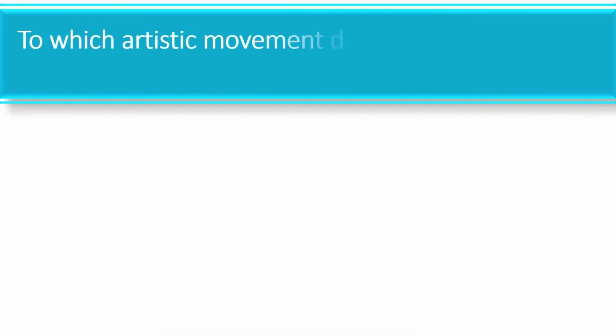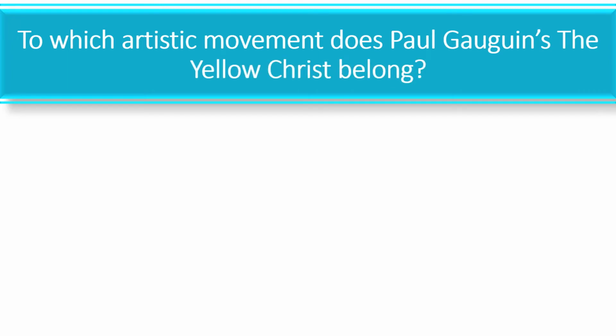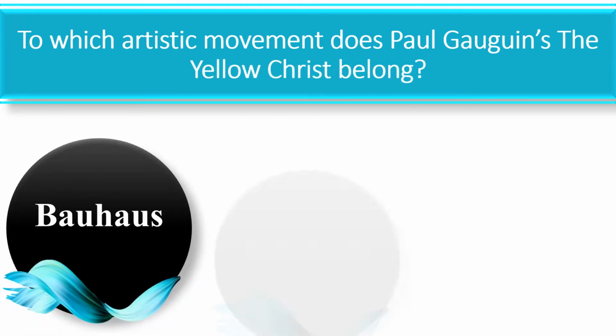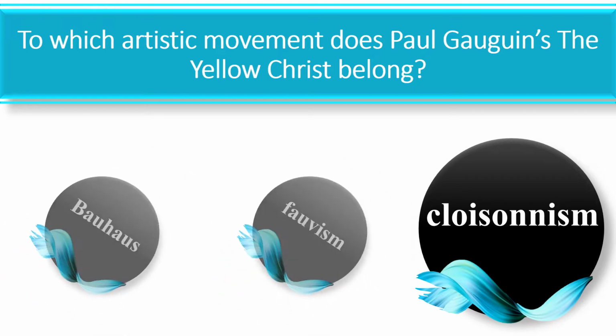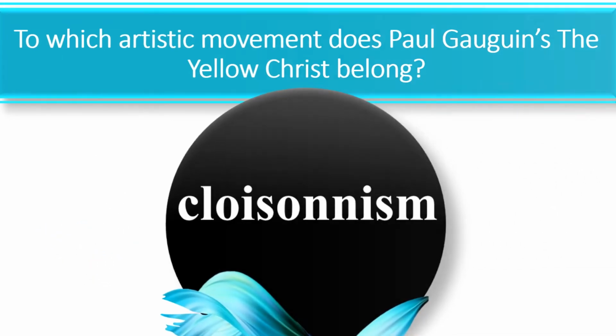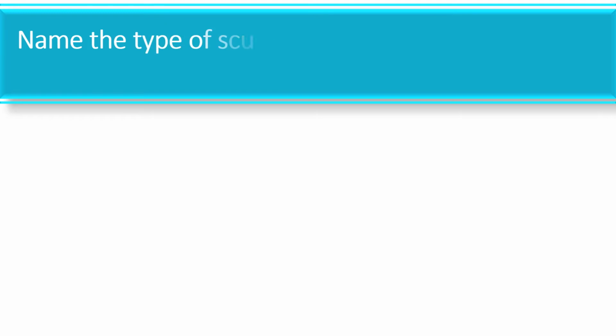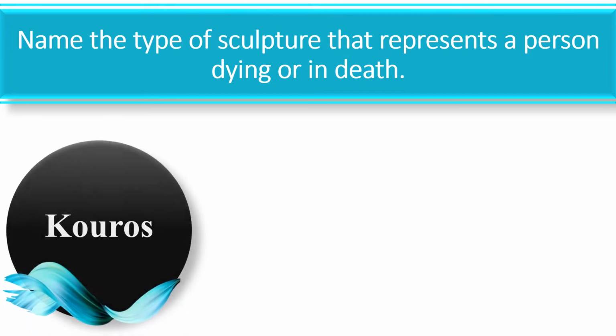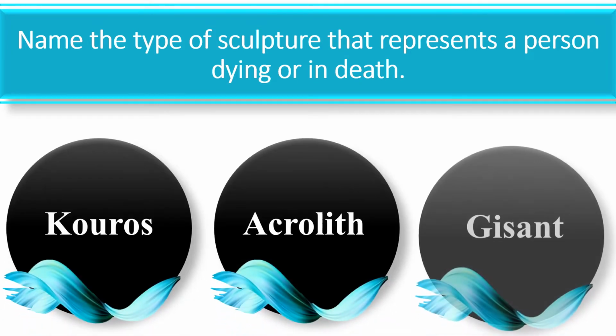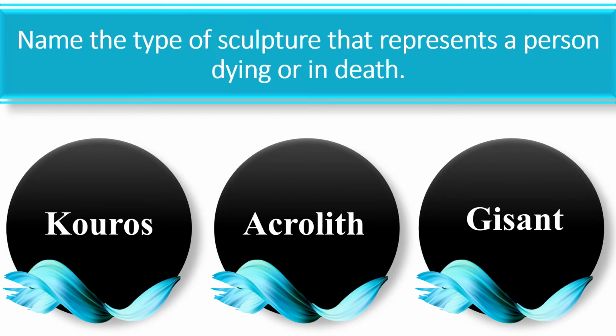To which artistic movement does Paul Gauguin's The Yellow Christ belong? Bauhaus, Fauvism, Cloisonnism. Cloisonnism. Name the type of sculpture that represents a person dying or in death. Kouros, acrolith, gisant. Gisant.